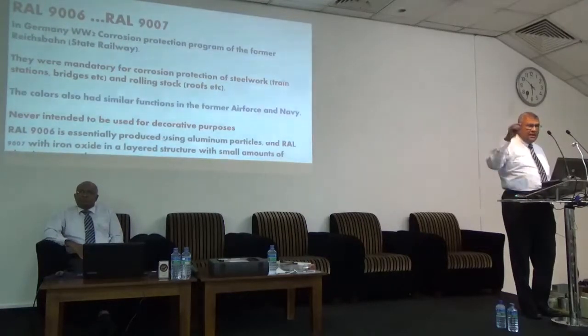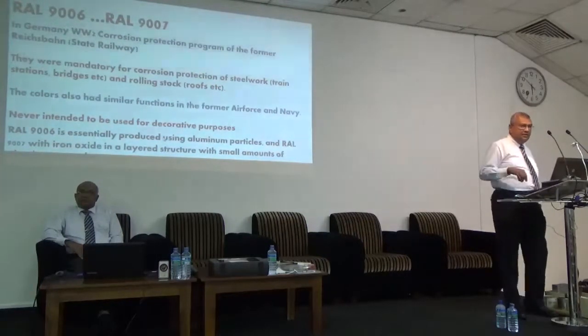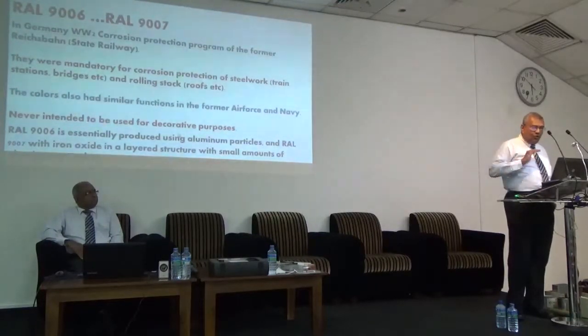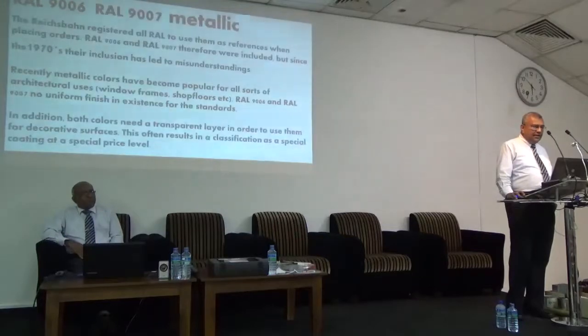And the thing is, they put aluminum particles, so that is why you can't call it a decorative paint. But aluminum particles will give you anti-corrosion. So Germans are very intelligent. They put all their railway stations in aluminum, RAL 9006. So in the 1970s, RAL introduced 9005 and 9006 into the RAL color card.